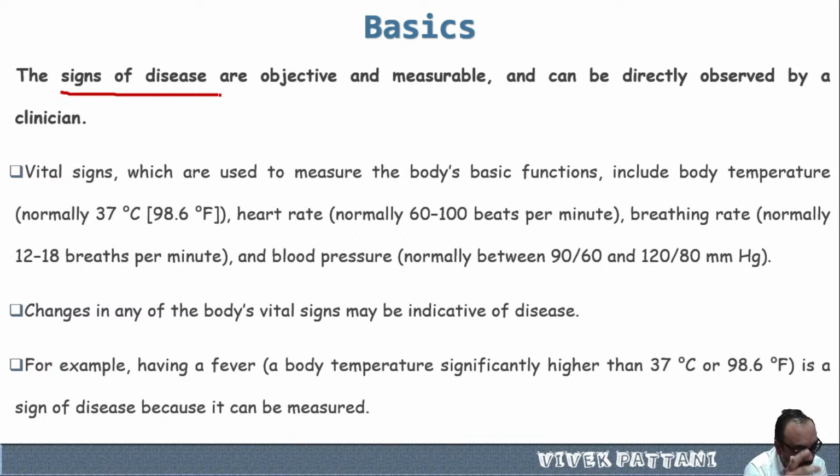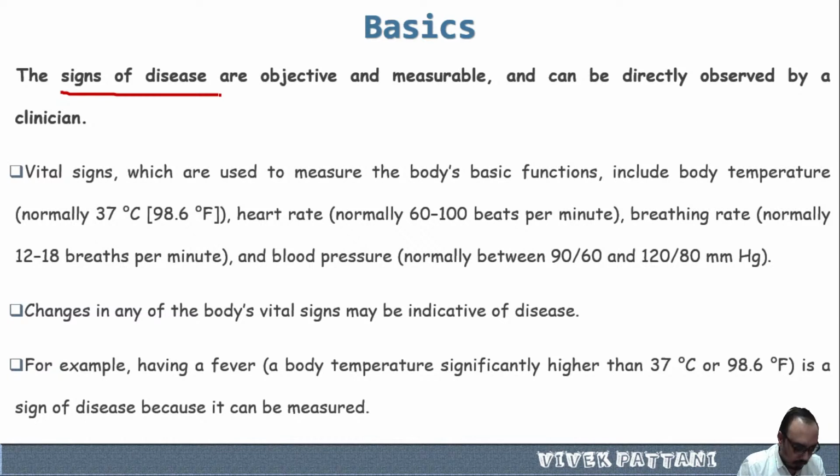There are also chances that due to any injury or other causes, these vital signs may change in the body. For example, when we are discussing a disease like fever, a body temperature significantly higher than 37 degrees Celsius is a sign of a disease. Why? Because it can be measured.